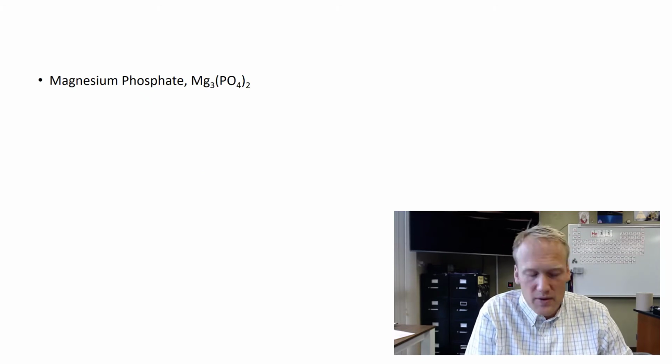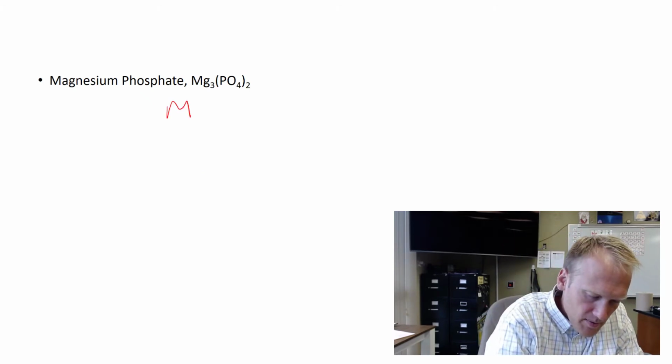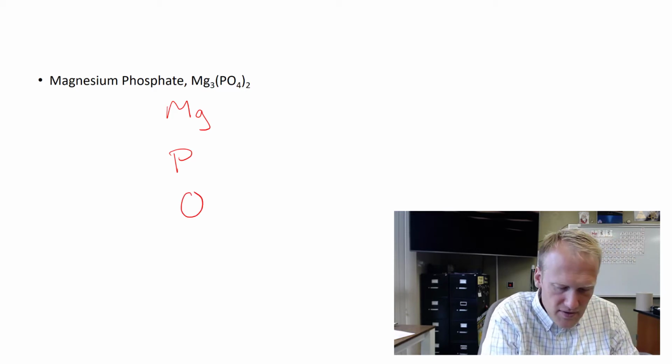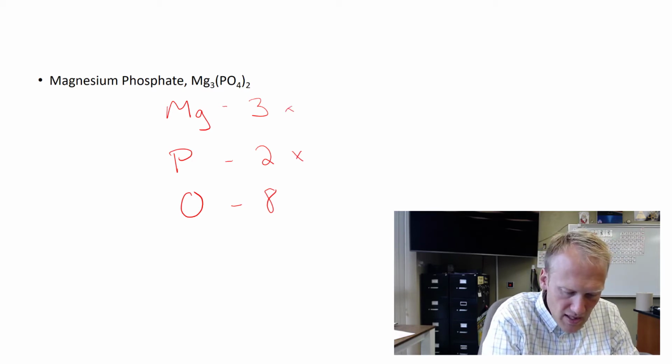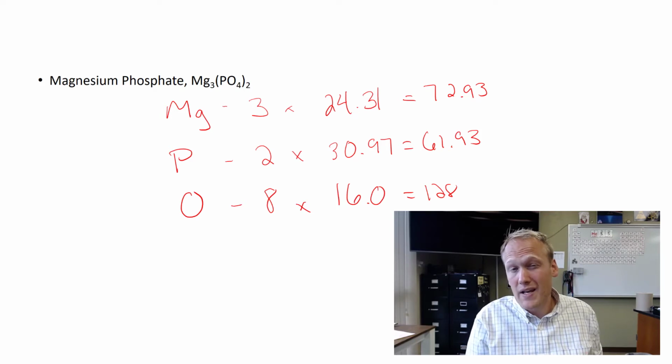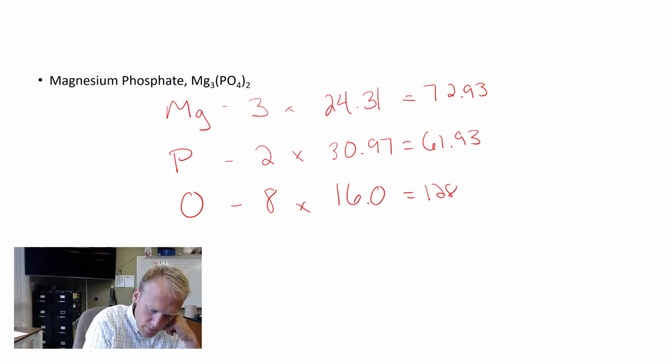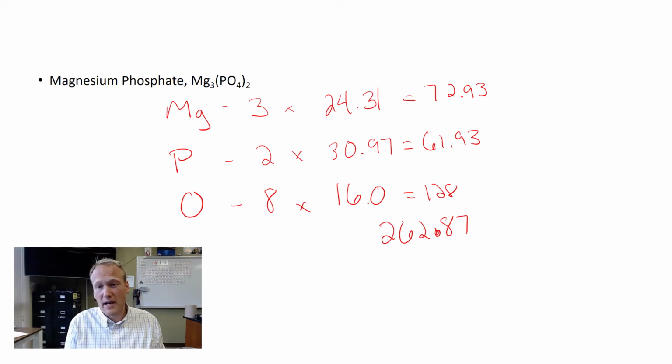Here's a much more complicated one. Let's list out our elements. We have magnesium, phosphorus, and oxygen. There are 3 magnesium atoms. 2 times the invisible 1 subscript here means there's 2 phosphorus, and 2 times 4 here would mean there's 8 oxygen. Now we need to multiply by the mass of each element. Now that we have the mass of each element, we can add them all together to get our total. And we get a total of 262.87. So that would be the molar mass of magnesium phosphate.